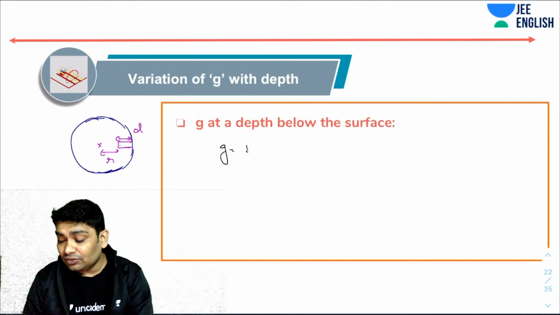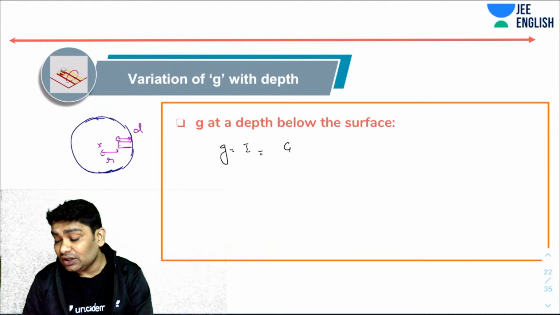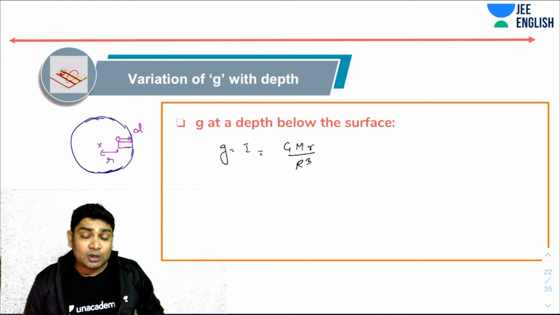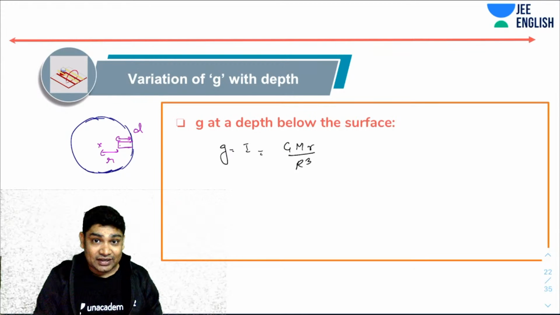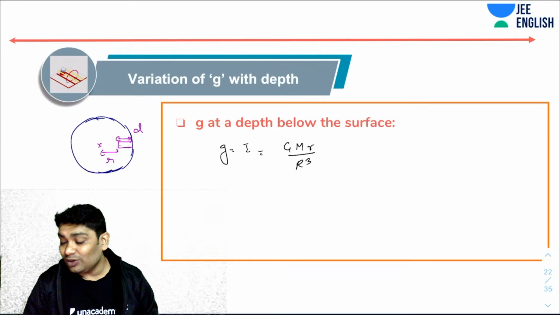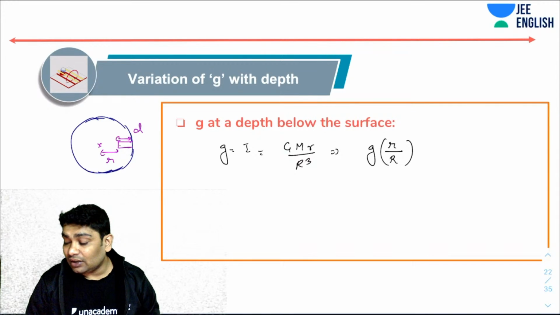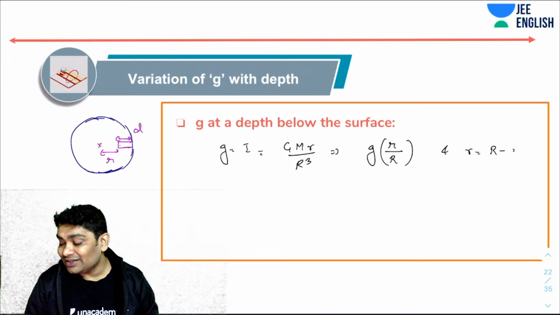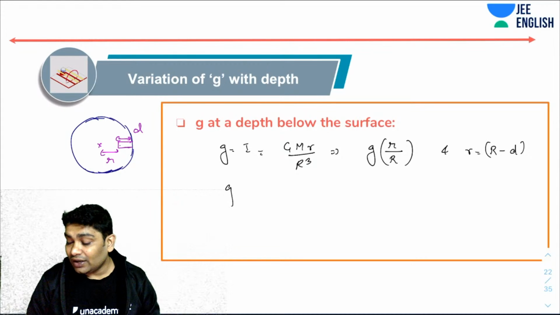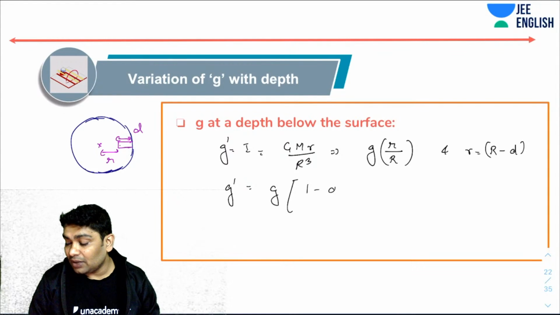Acceleration due to gravity would be equal to the gravitational field intensity, which was equal to GM r over R cubed. Again, only magnitude we are concerned about. That's why we're not writing the minus sign and the vector sign. So this is the formula that we just calculated some time back. Now I can rewrite this as g times small r over capital R. Now, small r is nothing but capital R minus d. So if I substitute this value, what I get is g dash is g times 1 minus d by R.